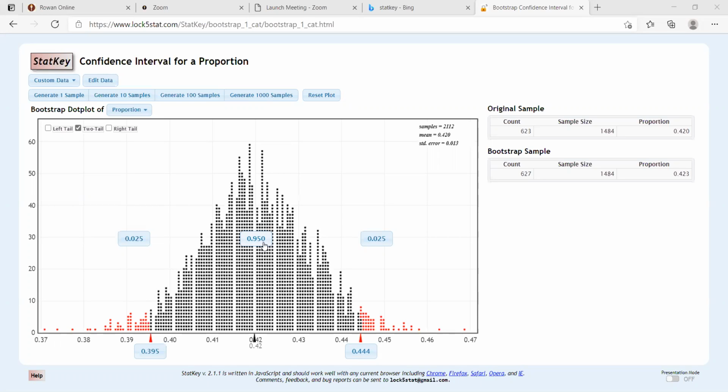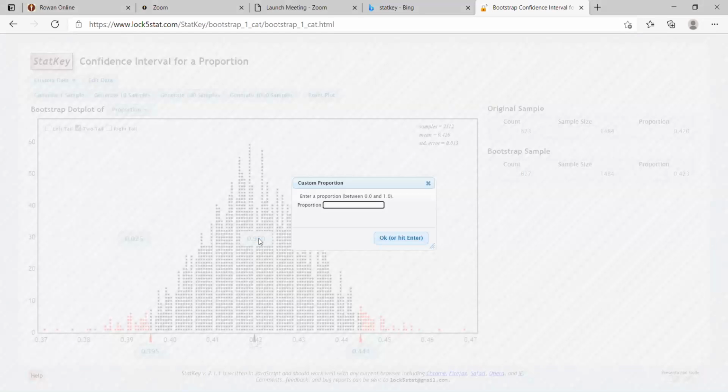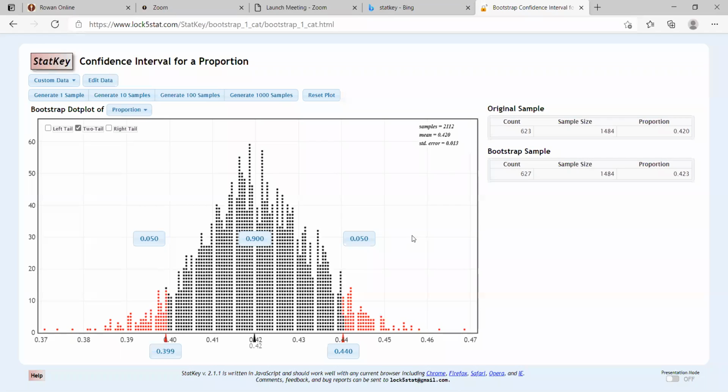Okay? We can change this now to another percentage. Let's suppose we wanted to do a 90% confidence interval. So what we do is we just click in the middle here, and I'm going to change this to 0.9. Okay, 0.9. Click OK. And now I've created a 90% confidence interval.